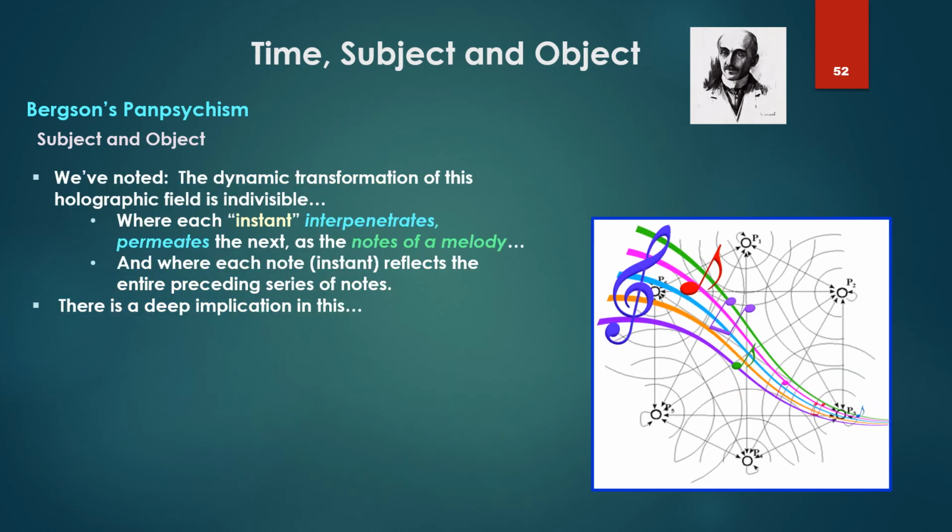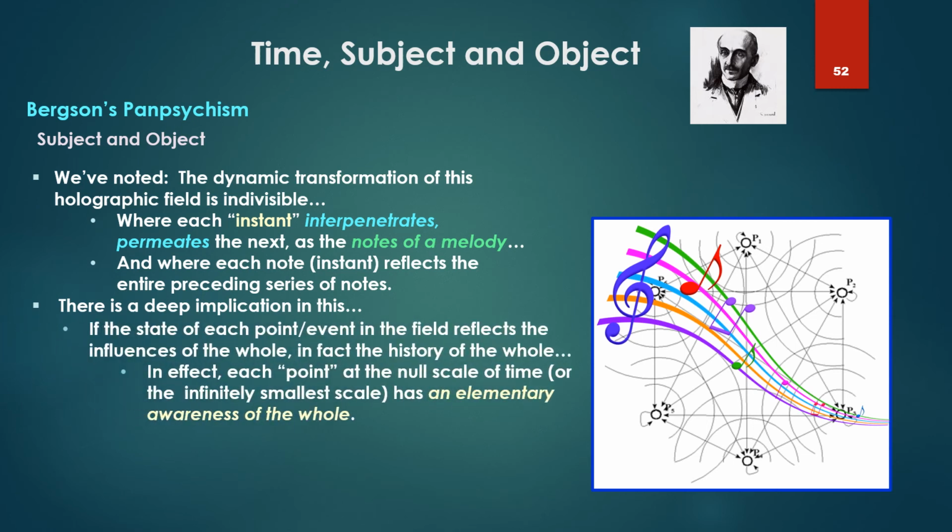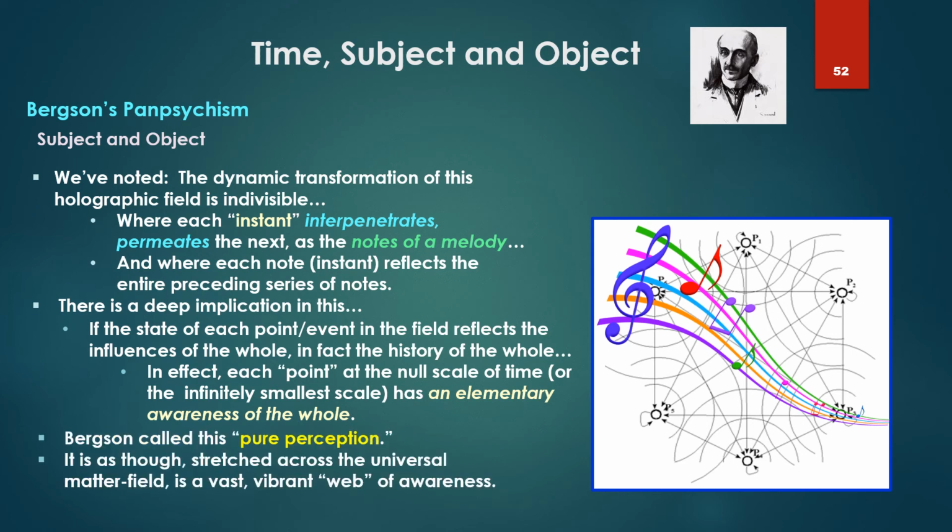We noted the dynamic transformation of this holographic field is indivisible, where each instant interpenetrates or permeates the next as the notes of a melody, and where each note instant reflects the entire preceding series of notes. Now, there's a deep implication in this. If the state of each point or event in the field reflects the influences of the whole, in fact, the history of the whole, in effect, each point at the null scale of time, or the infinitely smallest scales, has an elementary awareness of the whole. Bergson called this pure perception.